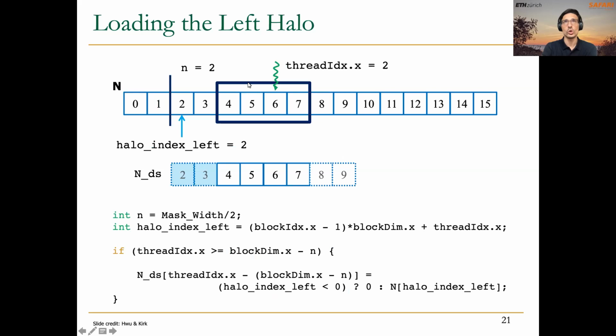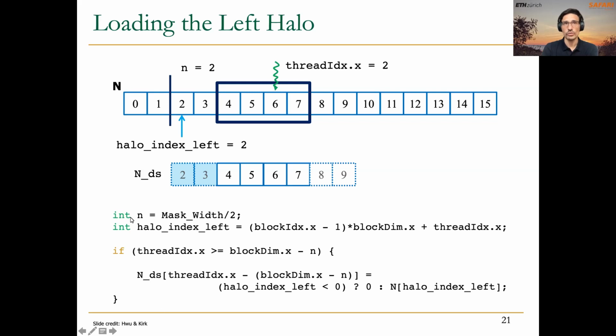So first of all, let's take a look at how to load the left halo. Notice that these four elements here of the input are those that are, let's say, directly assigned to the corresponding thread block. In this case, we are working on thread block one in this example. And we are going to check also what to do with thread index equal to two. But now we have to load this left halo, these two elements that we find here. And the first thing that we need to obtain is this halo index left. In this case it is equal to two, because this halo index left defines where we start loading the halo from the input array. In the end, what we want to do is load these two elements into the shared memory, in particular in this N_ds array that resides in shared memory.